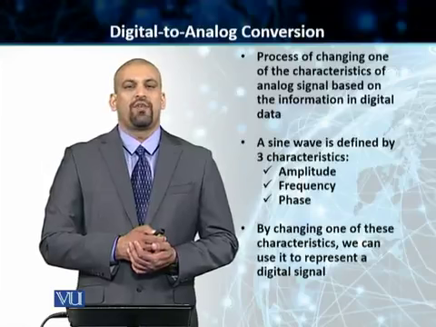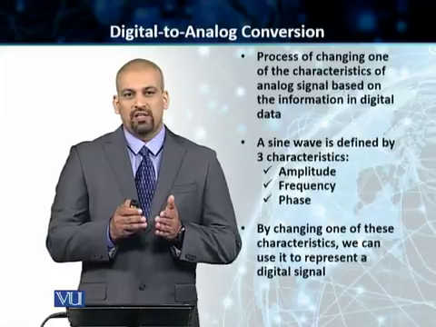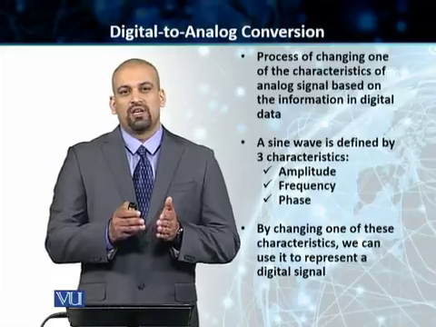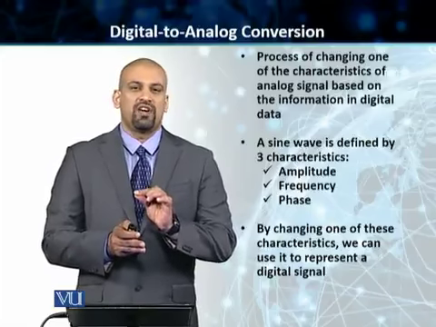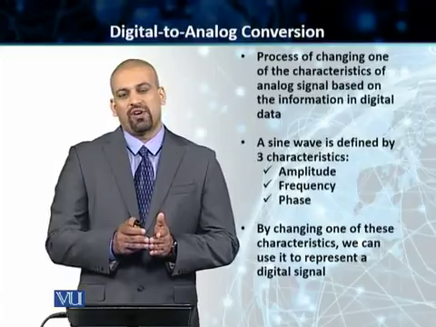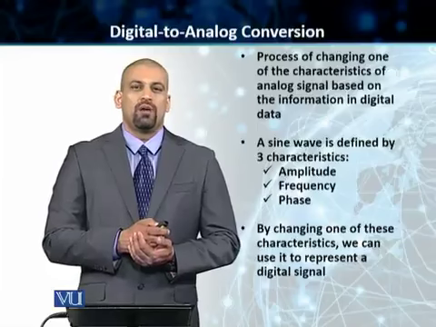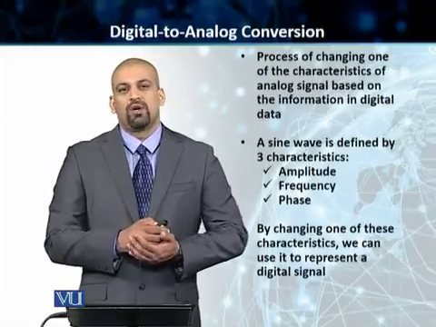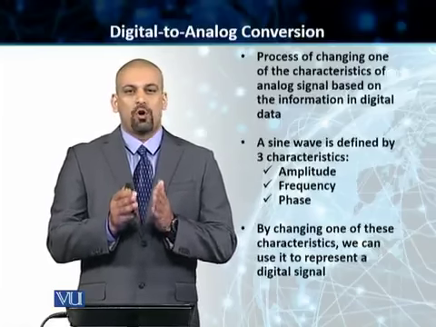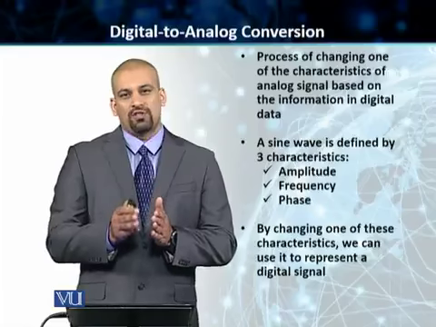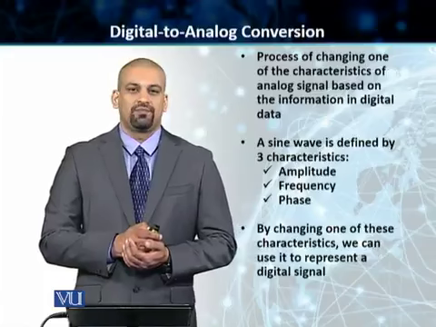Amplitude, frequency, and phase. Now students, in this analog signal, the analog signal that we are using to transmit the digital data from point A to point B, we vary any one of these characteristics or a combination of these characteristics to represent the data that we want to modulate on it. Don't worry about the word modulate, I'll explain. But we vary either one of these characteristics or a combination of these characteristics of the analog signal that we are going to send based on the information in the digital data.